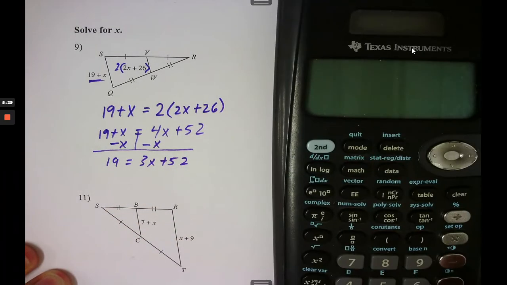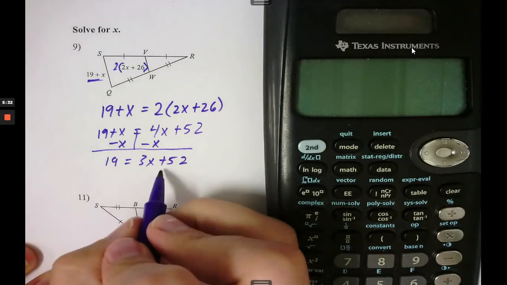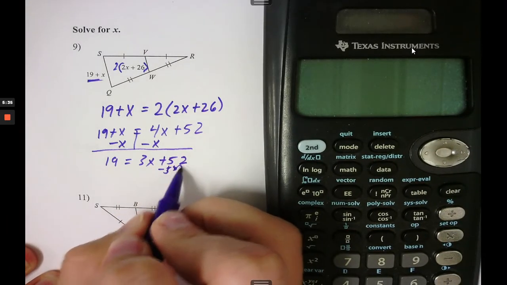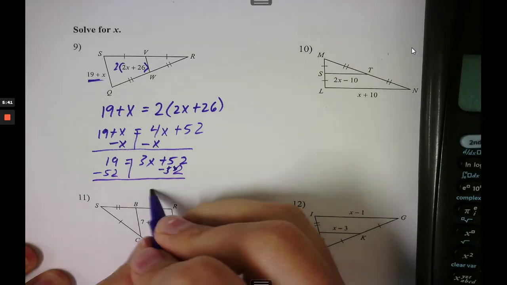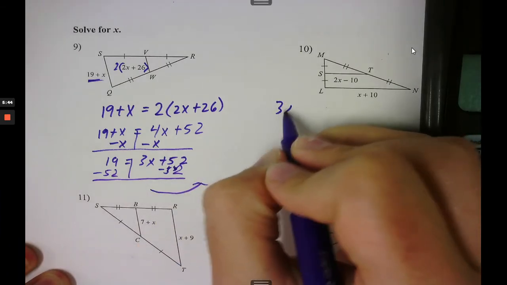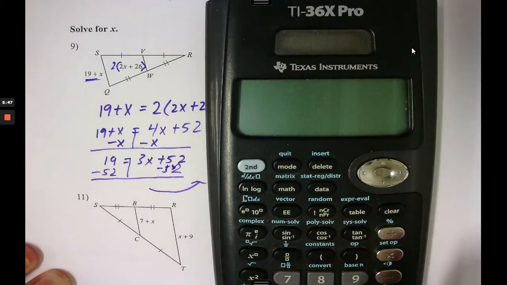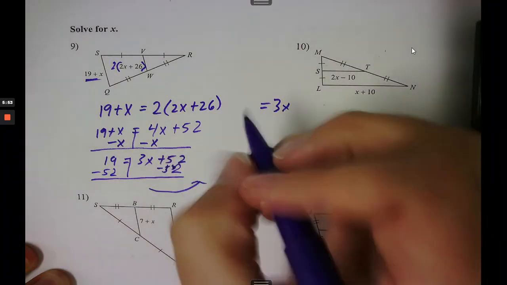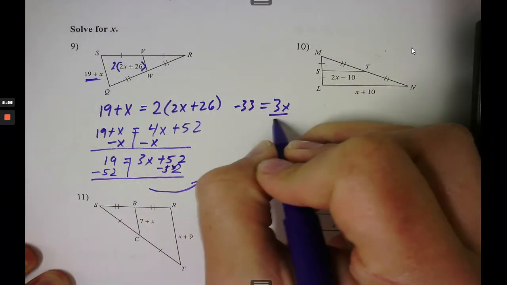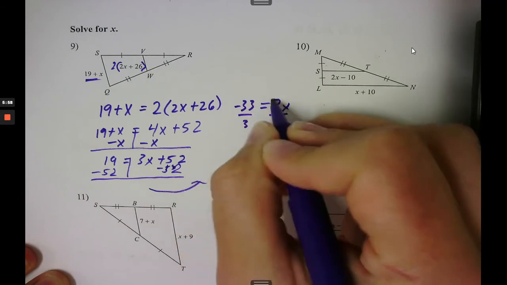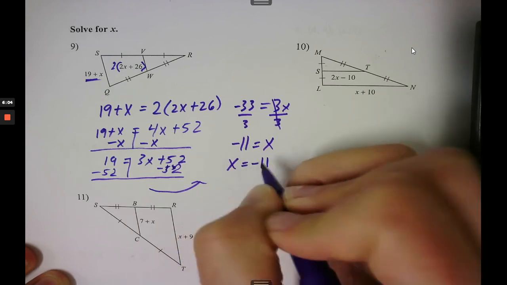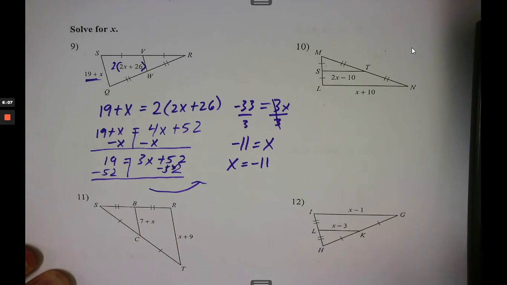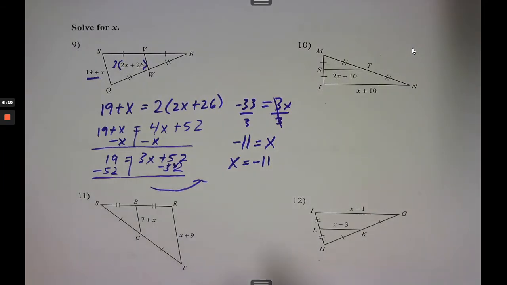Okay? And then from there, I'm going to subtract 52 on both sides. You might need to come over here like I'm going to, because I'm going to end up with 3x is equal to, and again, 19 minus 52 if you need it, is negative 33. Last step, division, and you get negative 11 equals x, or x equals negative 11 if you feel better having the variable on the left side.